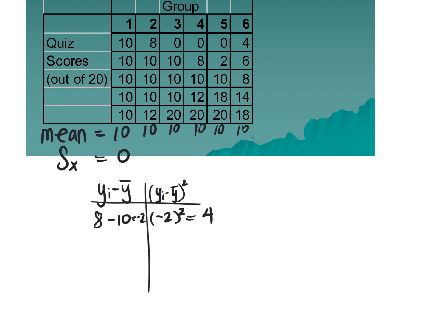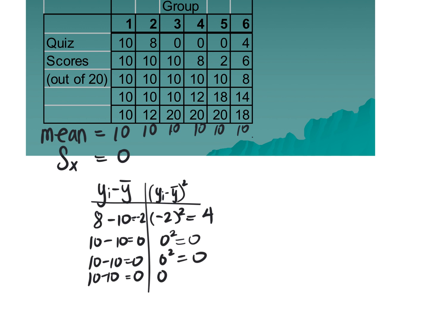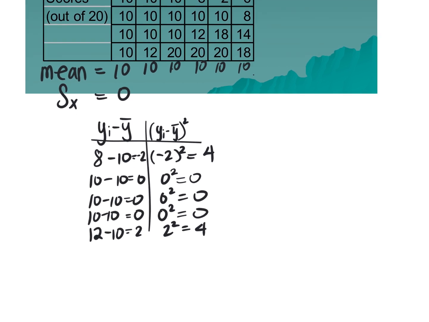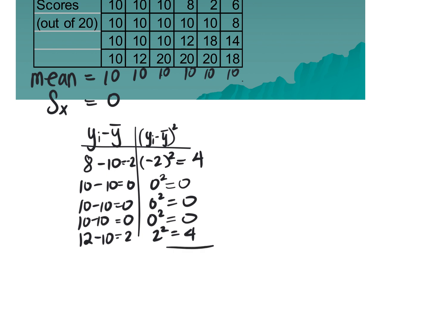Agree? The next point is 10. 10 minus 10 equals 0. 0 squared is 0. And then the last one is 12 minus 10, which is 2. 2 squared is 4. Then we find the sum.